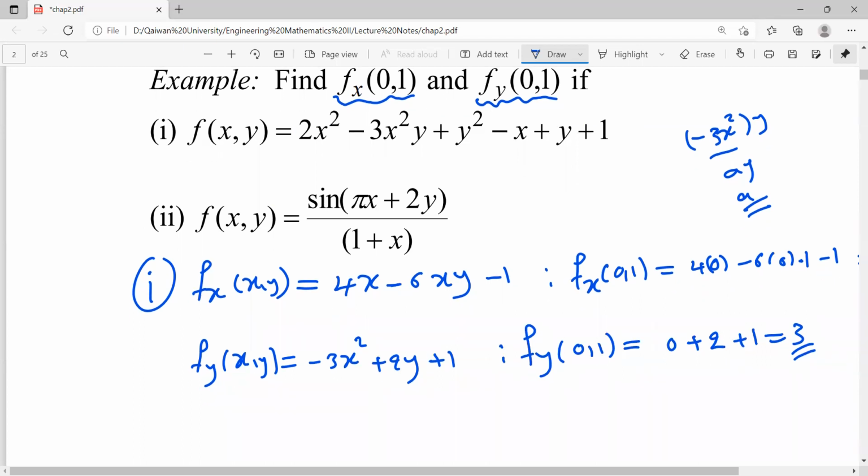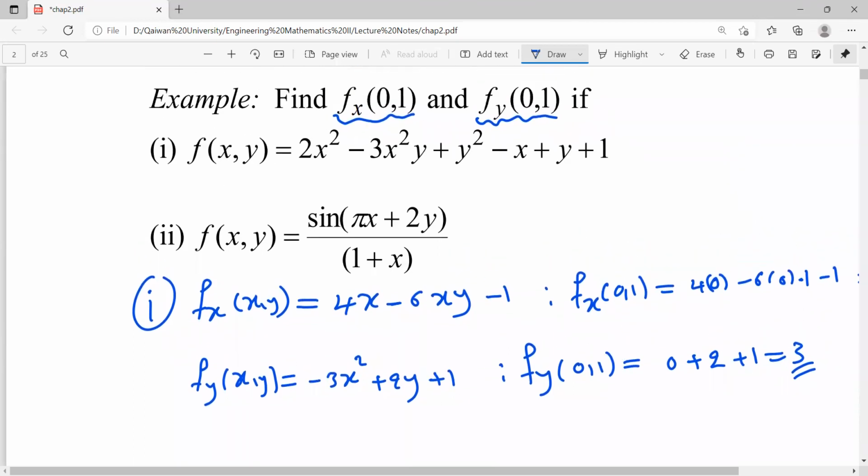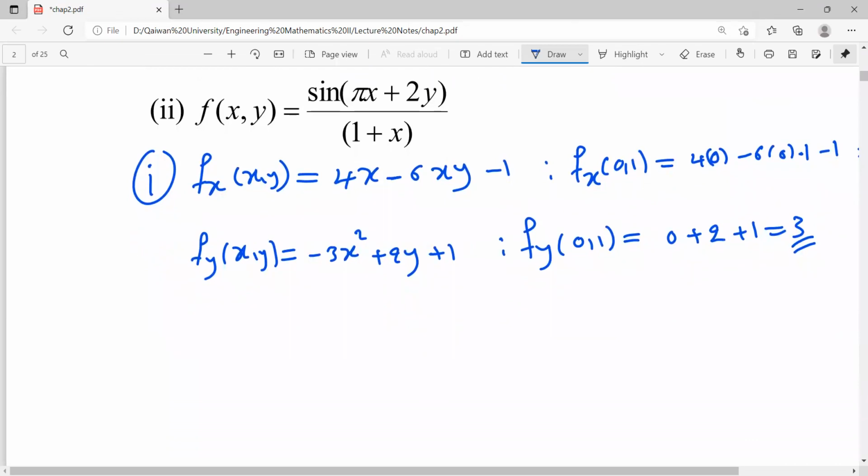Now for the second example, we have f of xy equals sine of pi x plus 2y, divided by 1 plus x. Here we should find f sub x and f sub y at 0 and 1. Our function is f of xy equals sine of pi x plus 2y over 1 plus x. First, let's find f sub y. It's easier. And then we will find f sub x.